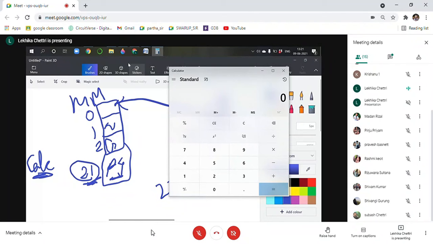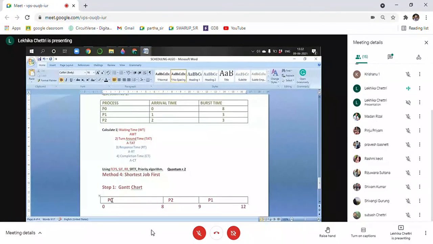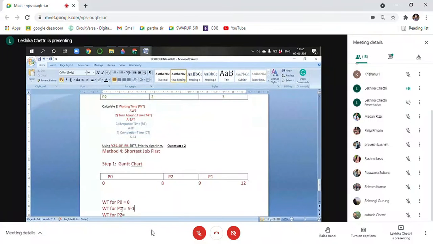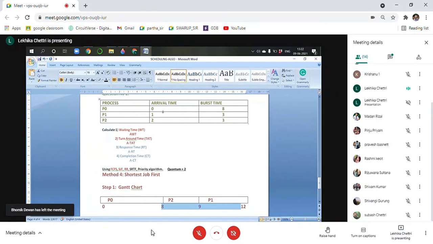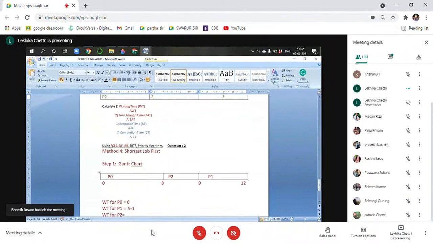Okay, so that is what we are doing here. P1 came into the CPU when? At 9. But when did it come into the ready queue? That we check by getting the arrival time. So when did it come? 1. So 9 minus 1 equals 8. Is it clear now?